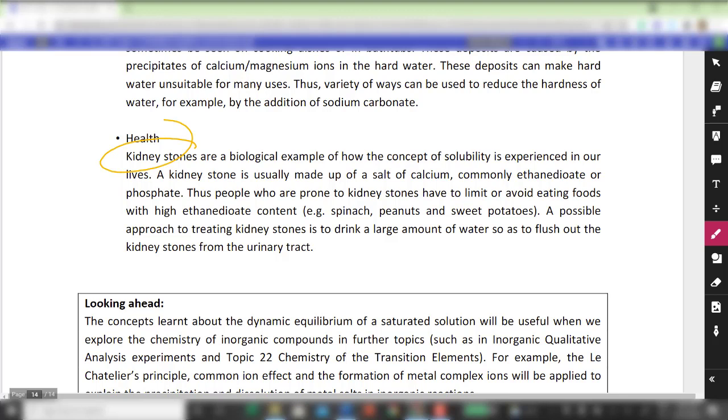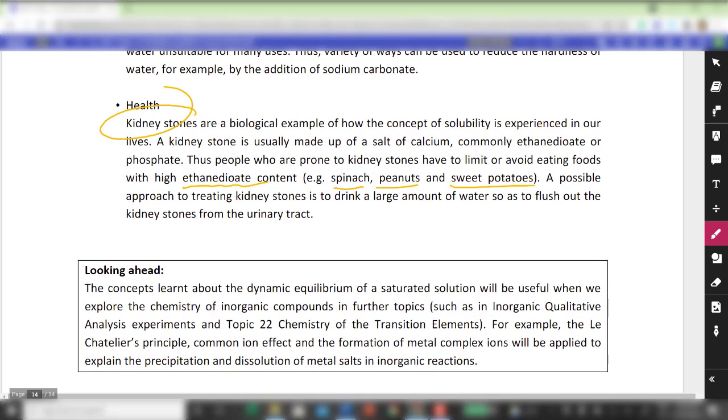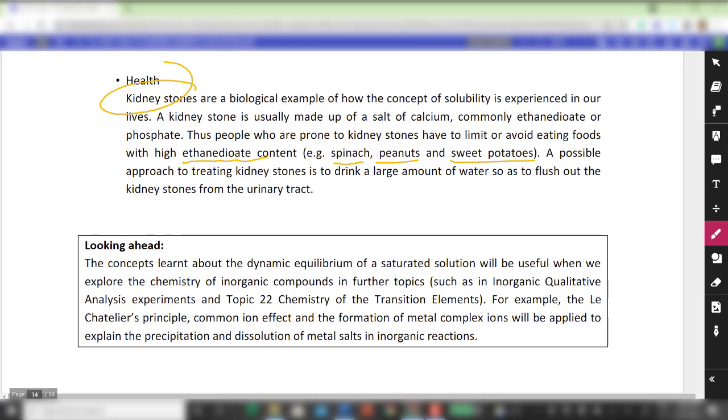People with kidney stones should avoid certain foods which are high in ethanedioate or oxalate, for example spinach, peanuts, and sweet potatoes. Okay, so if you're interested, you can read more about this as well.